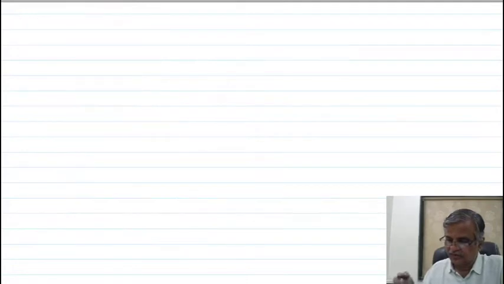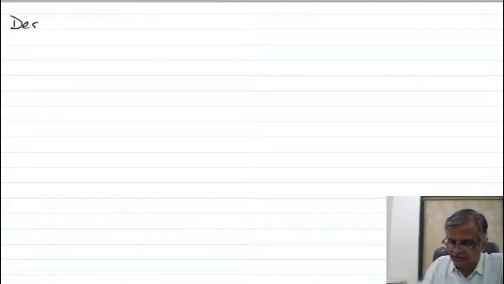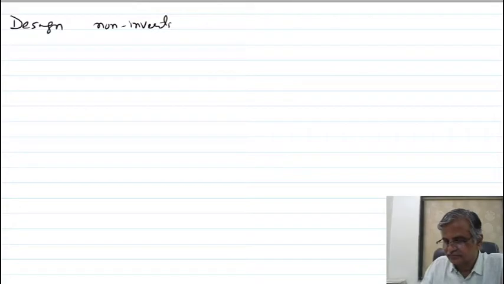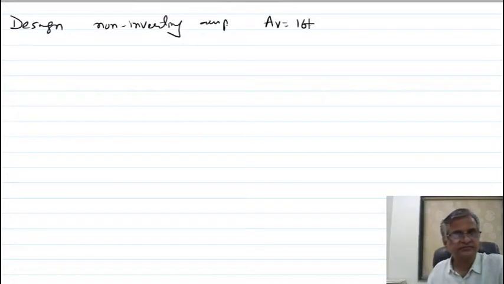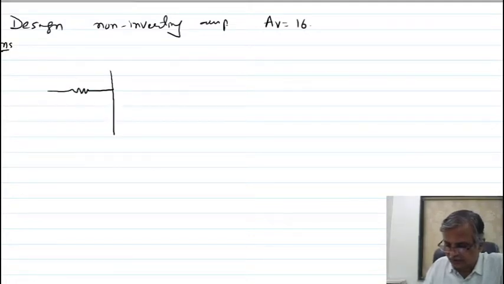Now let us do two small numericals. Design a non-inverting amplifier which provides a gain equal to 16. So, for this, see, this is your circuit diagram of a non-inverting amplifier.